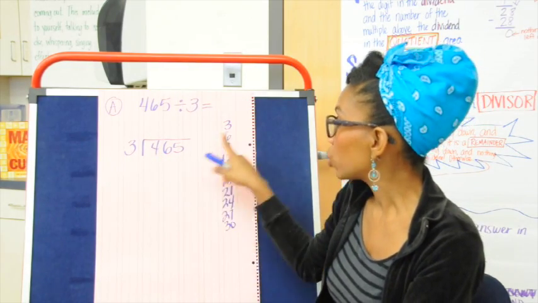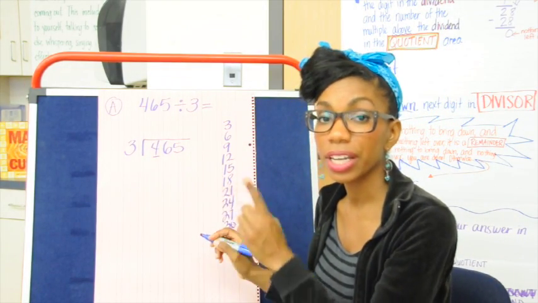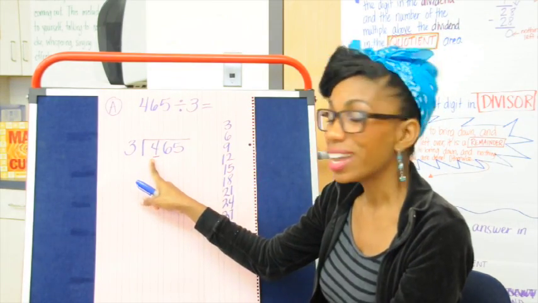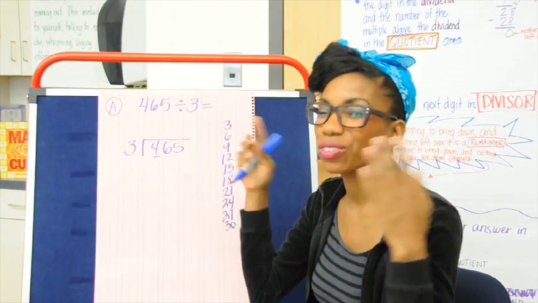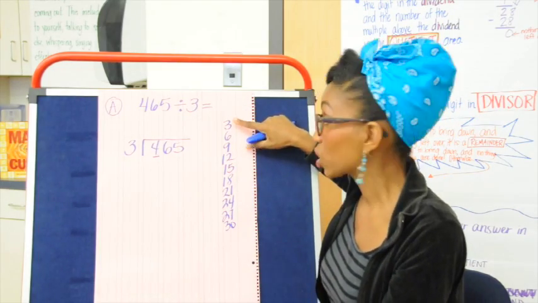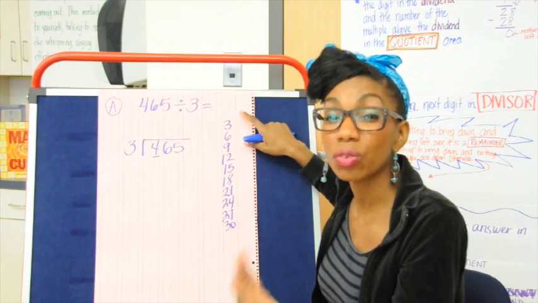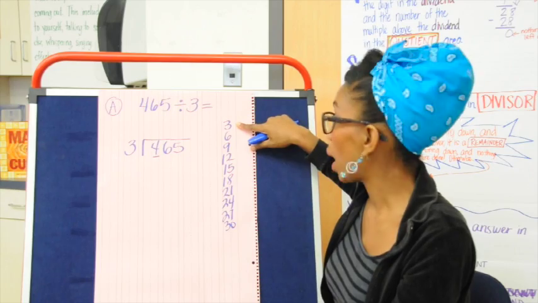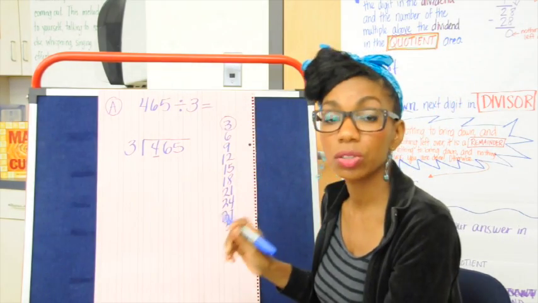The next step, after I've listed out my multiples, is that I look at my first number in my dividend. I'm starting from the left. The first number is a 4. Now I'm going to ask myself, how many times does 3 go into 4? Now for some of us, that question doesn't really make sense. So this is another question I can ask. Which multiple of 3 is closest to 4, but not greater than 4? Okay, 3. I can't go past 3 because 6 is greater than 4. So therefore 3 would be my closest multiple.